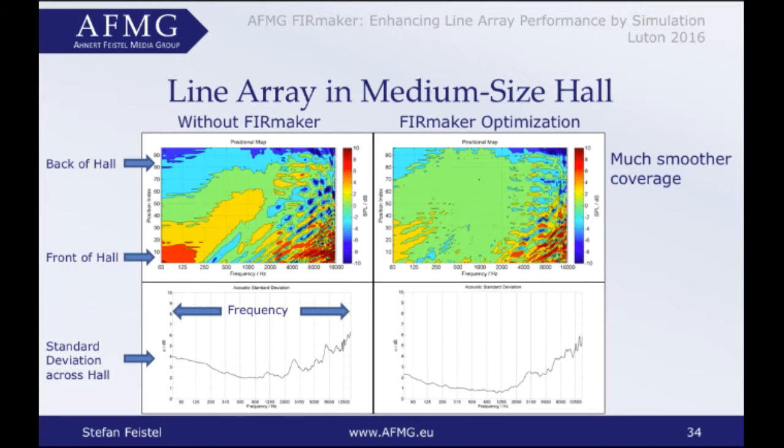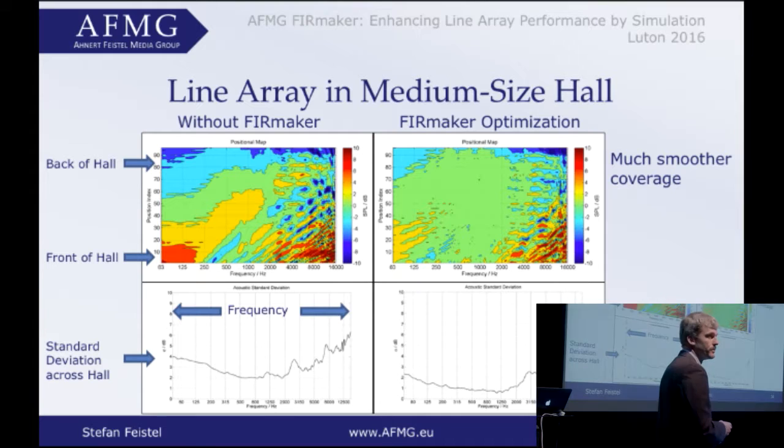Now, if we look at the FIRmaker optimized case, and that's now simulated FIR filtered but measured in the field, we have a completely different picture. Almost everything is green. What does it mean, everything is green? Well, that means that almost all of the levels are within plus minus 1 dB of the average.